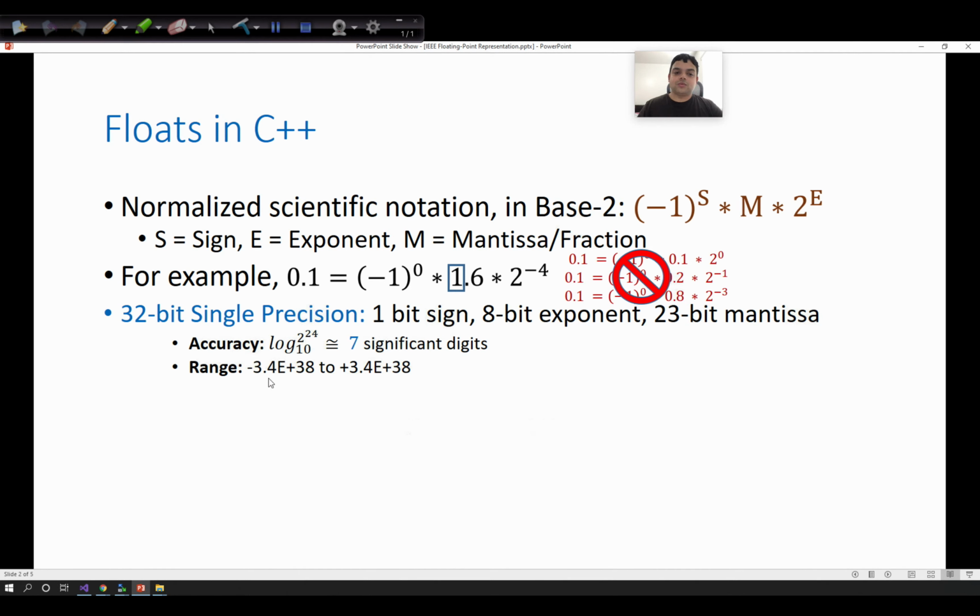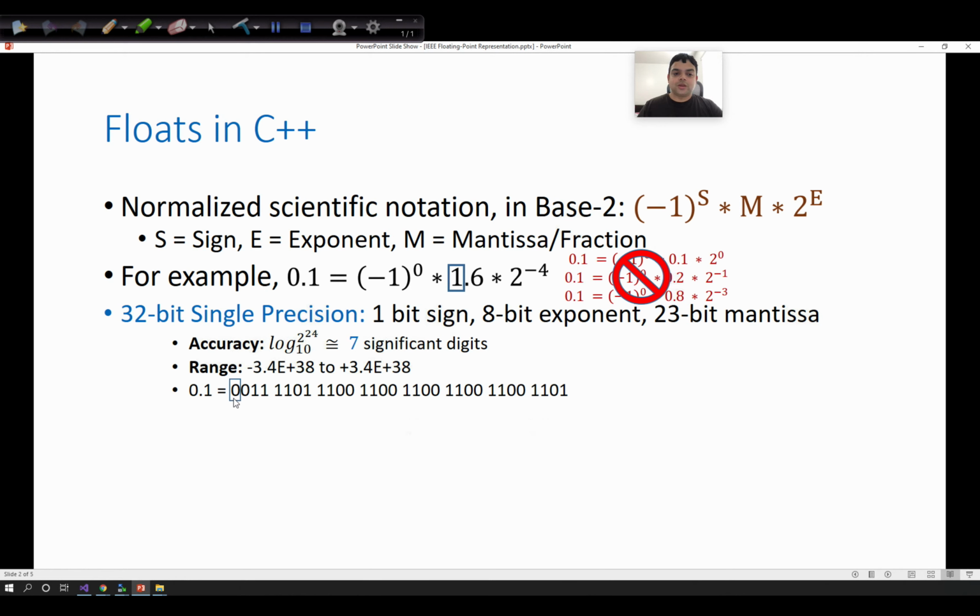Now the range of a 32-bit single precision float goes from minus 3.4 times 10^38 to plus 3.4 times 10^38. Notice this is much larger than what we saw with integers. Now let's go back to the example of 0.1. Let's look at how 0.1 is represented in a 32-bit single precision float.